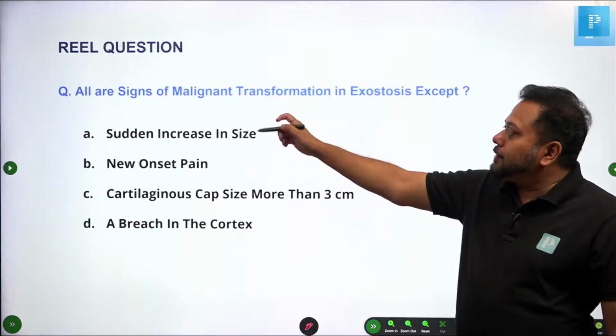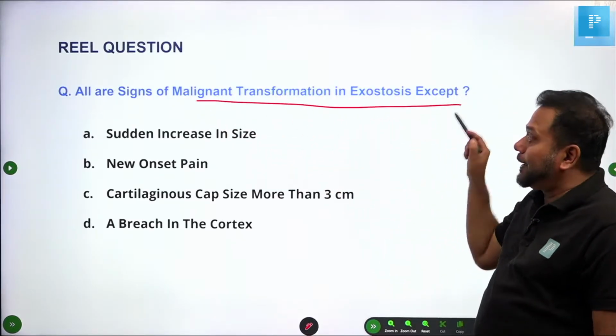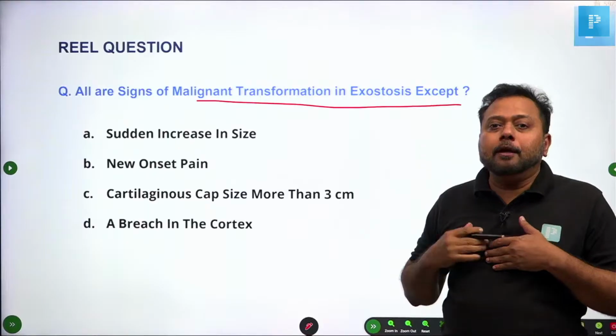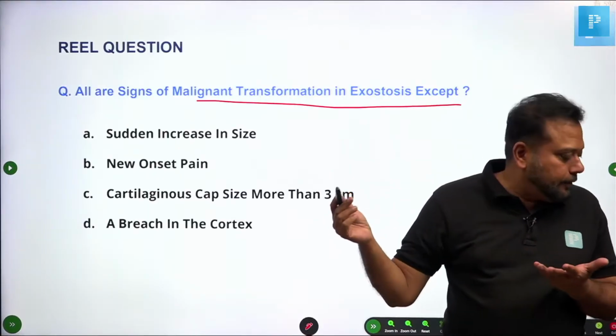Good. All are signs of malignant transformation of exostosis except this. I framed this question, and then in the next question I will show you the real question.